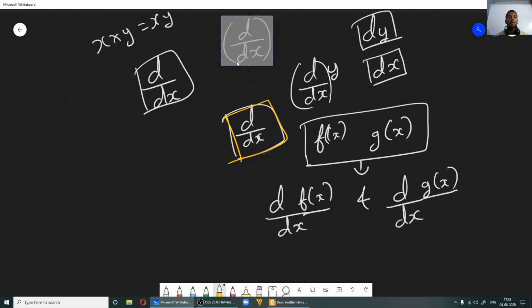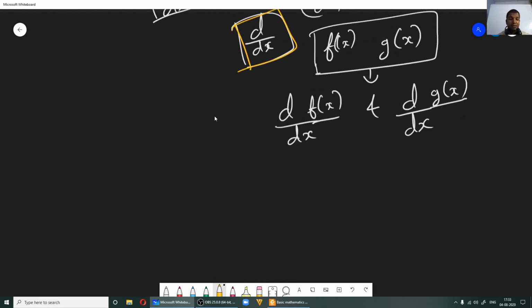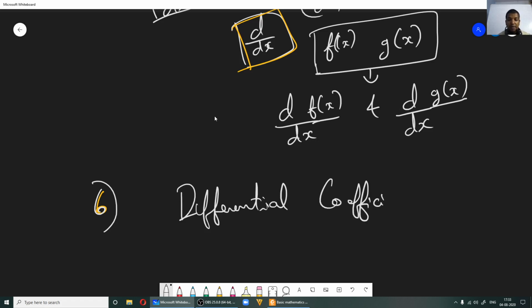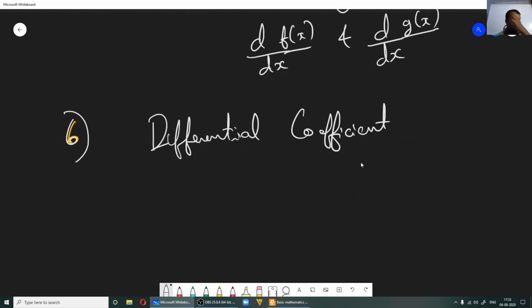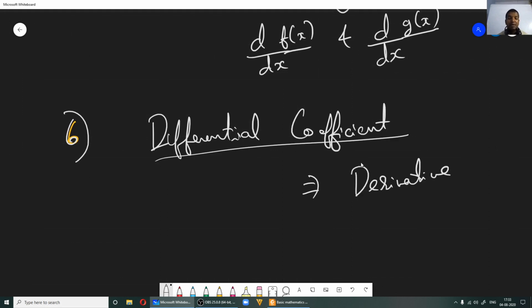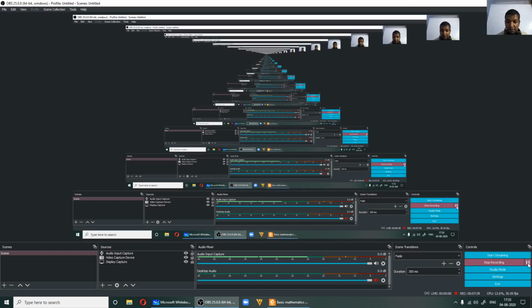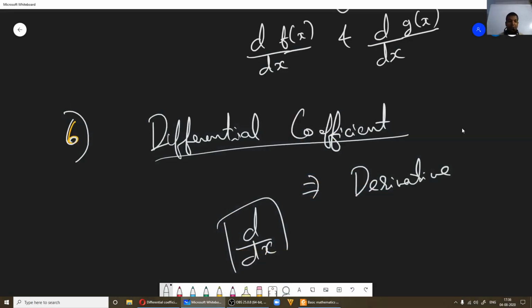All right, fine. Now we'll also call this d by dx the differential coefficient. Differential coefficient basically means you are differentiating with respect to some independent variable. Differential coefficient also means derivative, differentiation, same things. So d by dx itself we consider as the differential coefficient. Yes, so far so good.